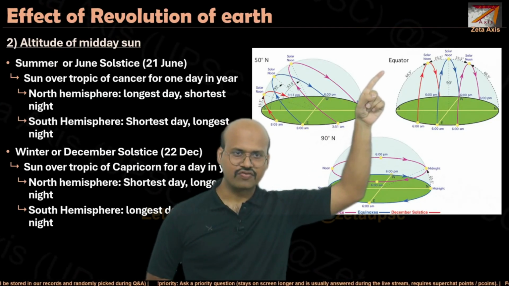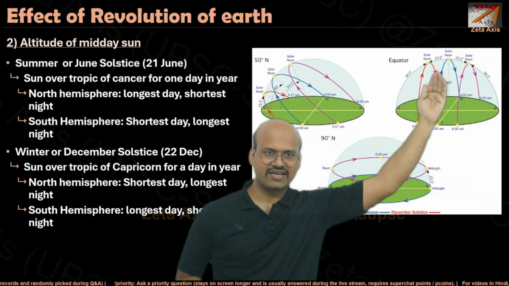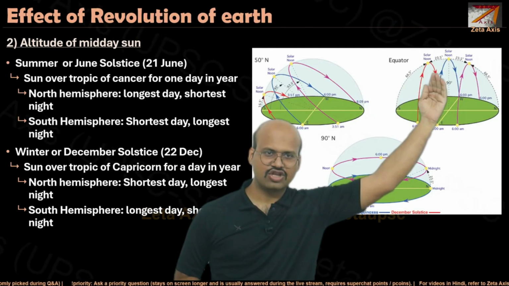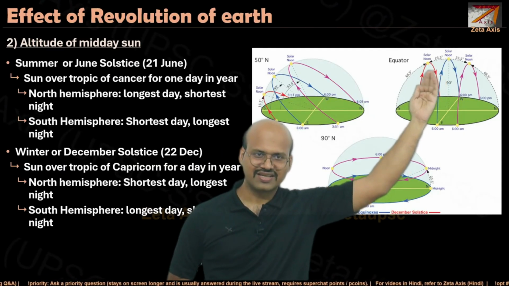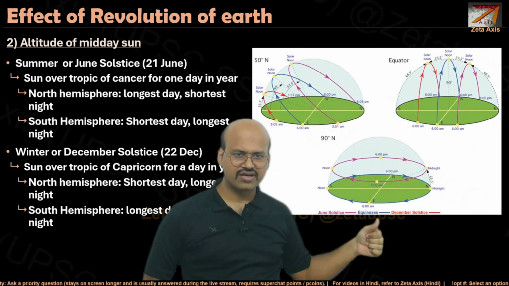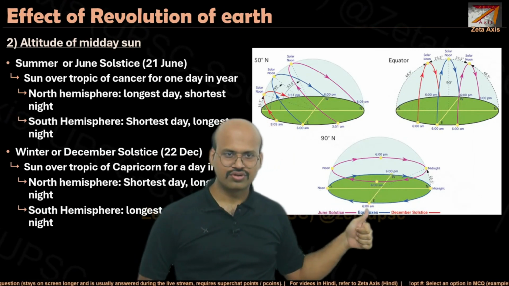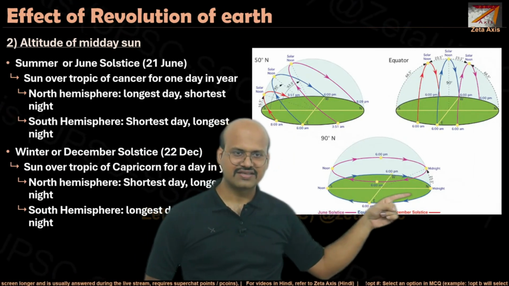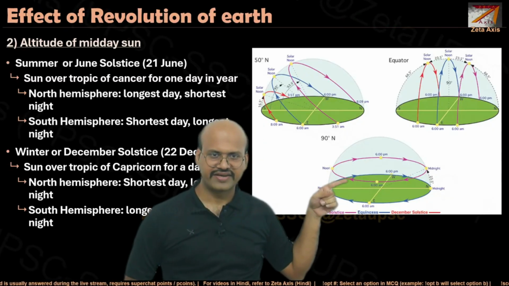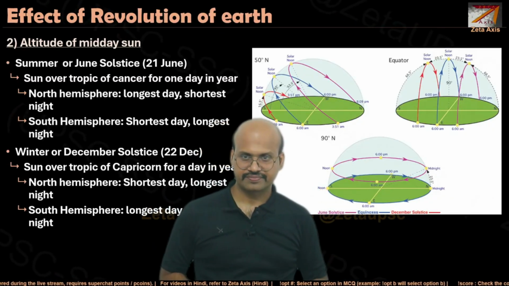At the equator, you will see that the sun is slightly lower. It has moved slightly north because the sun is in the northern hemisphere. And at 90 degrees, at the pole, you will see that the sun is a little higher in the sky. It has reached its highest point.